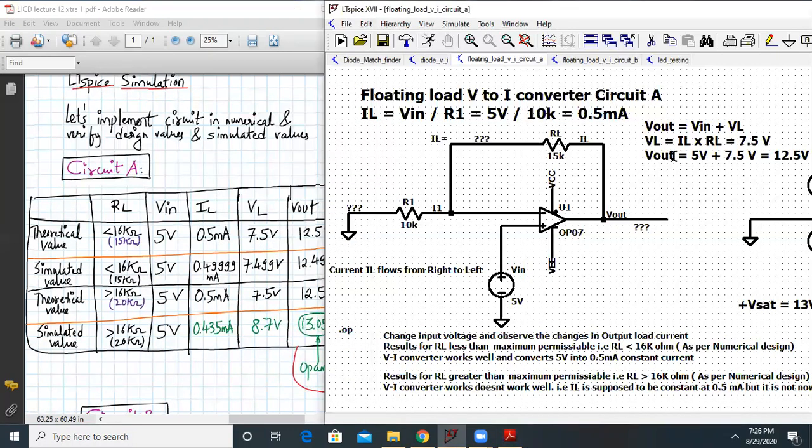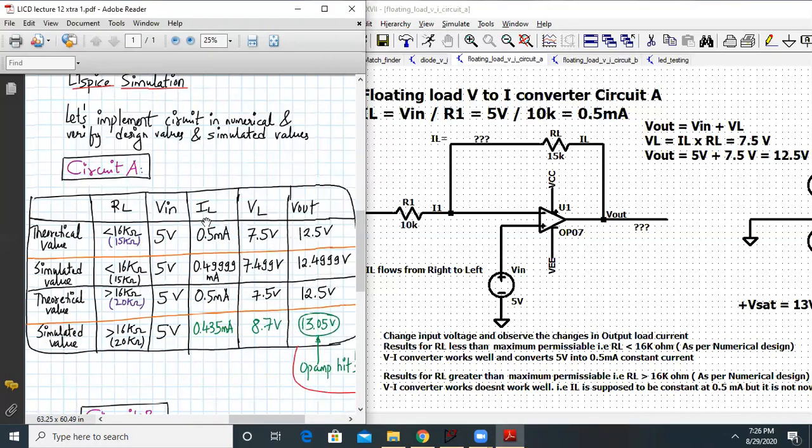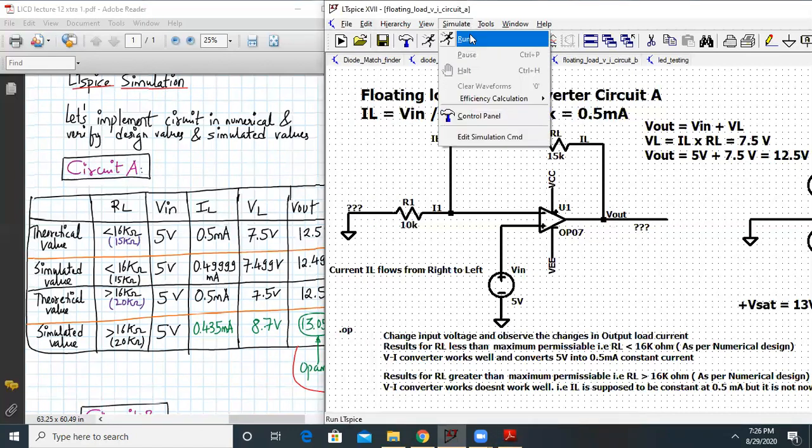So how do we calculate VL? VL will be IL into RL. So if you multiply these two, 0.5 milliampere into 15, you will get 7.5. And what will be V out? V out will be nothing but V in plus VL. So again, I repeat, from the circuit, V out will be V in plus VL. So hence V out will be 5 volts plus 7.5. That will be 12.5. That's what is written over here. Now let us simulate this and check the values.